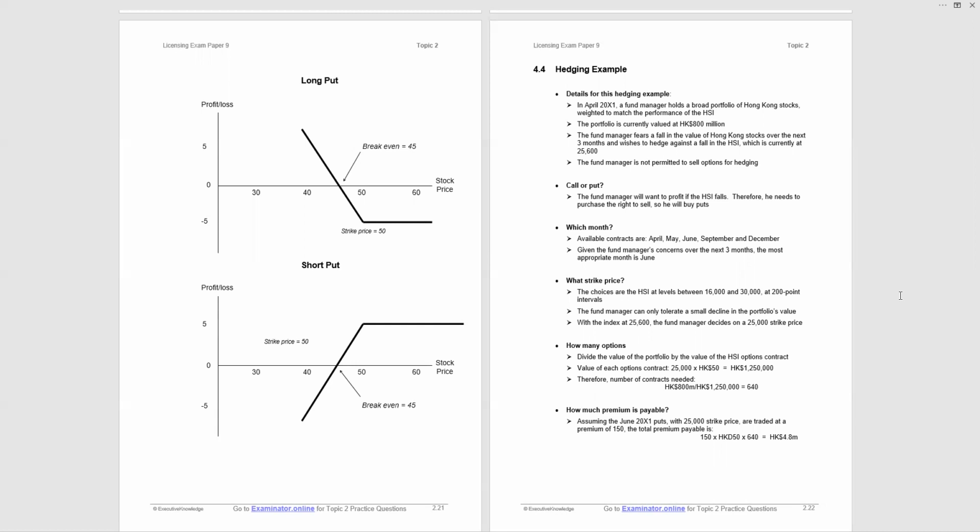Okay, so details for this hedging example. We're told in April XD1, a fund manager holds a broad portfolio of Hong Kong stocks weighted to match performance of the Hang Seng Index. So it's highly likely we're going to be looking at index options. The portfolio is currently valued at 800 million Hong Kong dollars. Now, the fund manager fears a fall in the value of Hong Kong stocks.